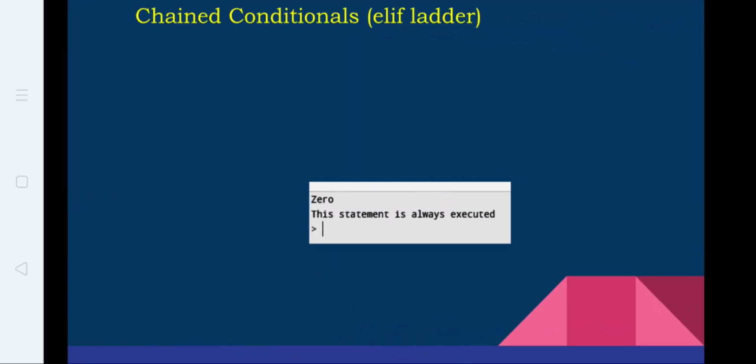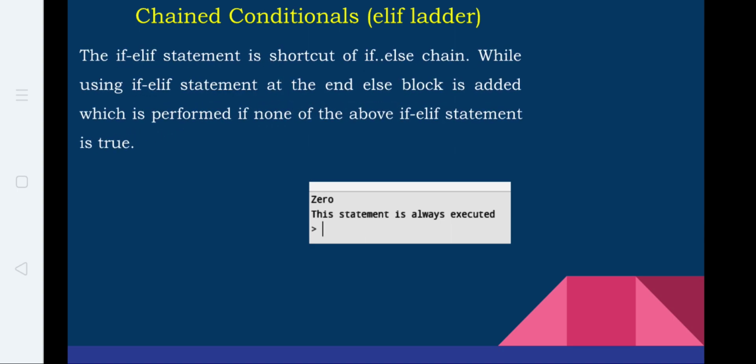Now the next case is about the chained conditions, or the else if ladder. So what does it mean? There are continuous if and then else if, else statements, and like that there are continuous statements after the else statement. So the if else if statement is a shortcut of the if else chain. While using it, an else block is added at the end, which is performed if none of the above if or else if statements is true. That means the conditions are checked one by one. If nothing is true, it will go to the last else statement. That is the if else ladder.